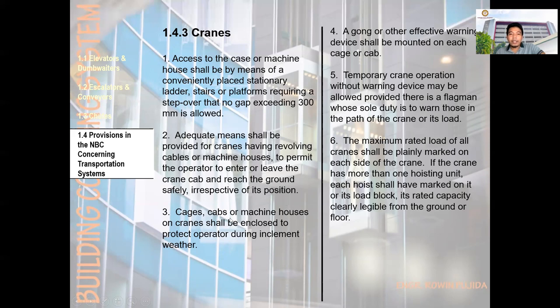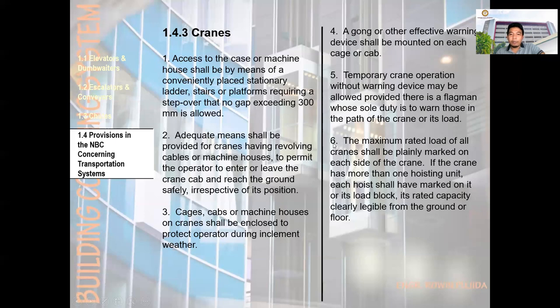And then number three, cages, cabs, or machine houses on cranes shall be enclosed to protect the operator during inclement weather. Number four, a gong or other effective warning device shall be mounted on each cage or cab. And then number five, temporary crane operation without warning device may be allowed provided there is a flagman whose sole duty is to warn those in the path of the crane or its load.